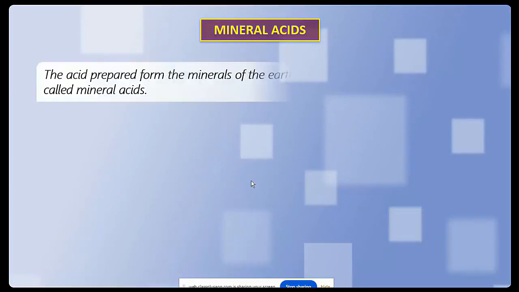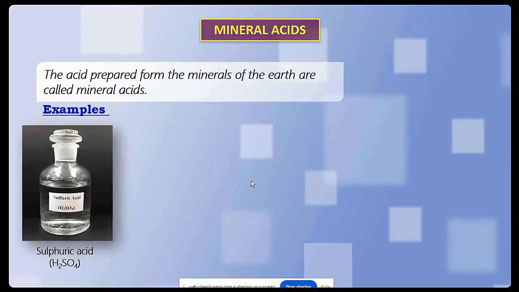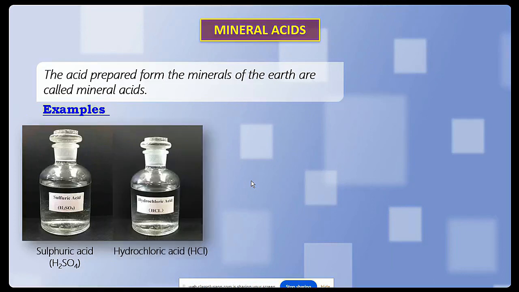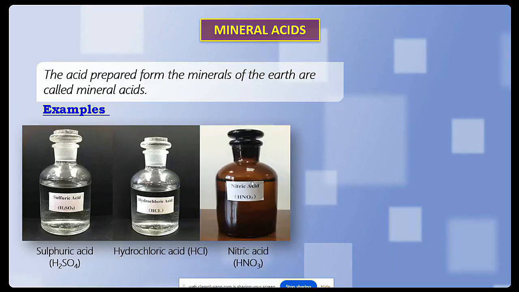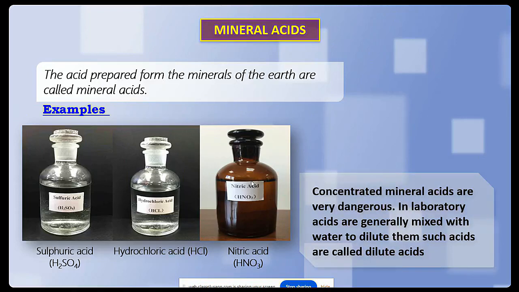Mineral acids. The acids prepared from minerals of the earth are called mineral acids. Examples: sulfuric acid H2SO4, hydrochloric acid HCl, nitric acid HNO3. Concentrated mineral acids are very dangerous. In the laboratory, acids are generally mixed with water to dilute them. Such acids are called dilute acids.